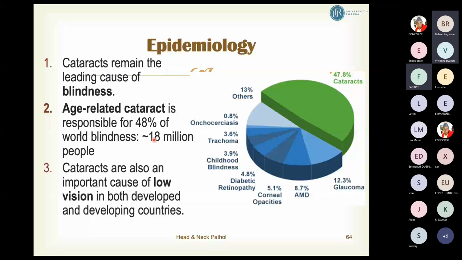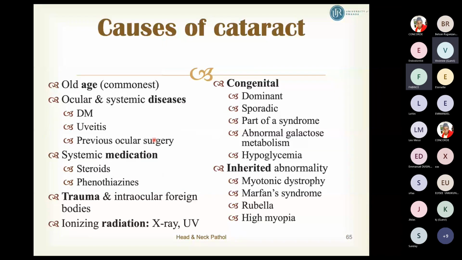So cataracts are also an important cause of low vision in both developed and developing countries, not only blindness but also low vision. The causes are age, especially as one gets older, abnormal proteins get deposited anywhere, not only in the lens but anywhere else. When it affects the lens, they cause cataract. Ocular and systemic diseases such as diabetes mellitus, uveitis, meaning inflammation of the uveal tract, iris, and the ciliary body. Previous ocular surgery, systemic medication such as people taking steroids for a long time, which can be taken for different reasons.